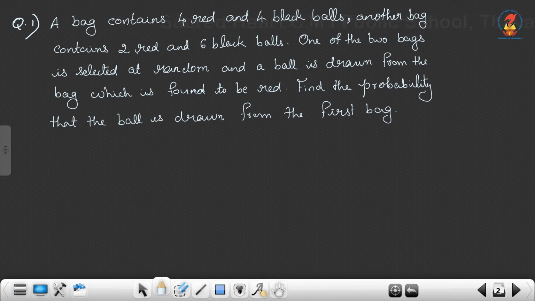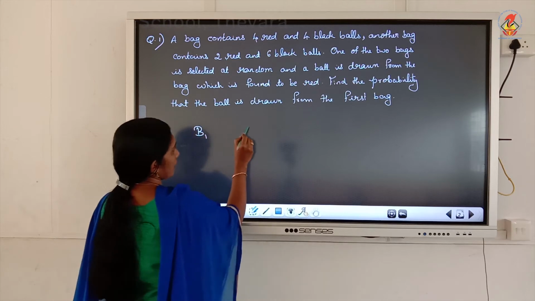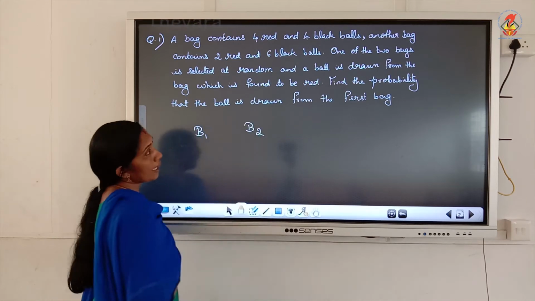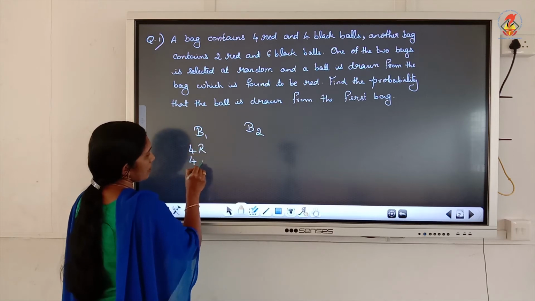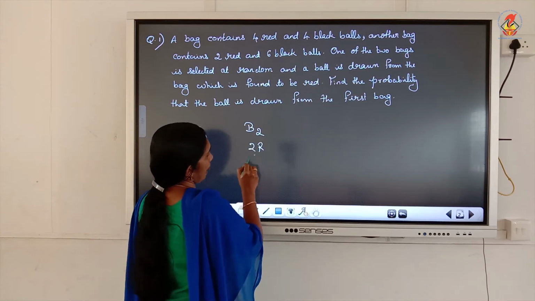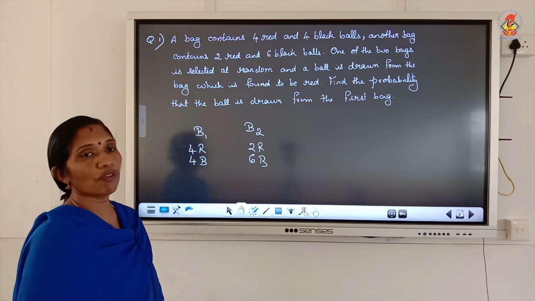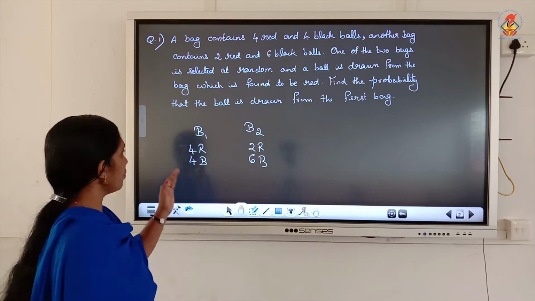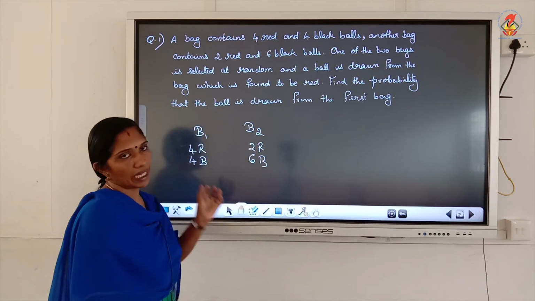So once again you read. First you have to understand what is the random experiment. Here we have two bags, bag 1 and bag 2. In bag 1 there are 4 red and 4 black balls, and in the second bag 2 red and 6 black balls. Then the experiment is we have to select one of the two bags. Either you can select B1 or B2. Then after that take a ball from that bag.